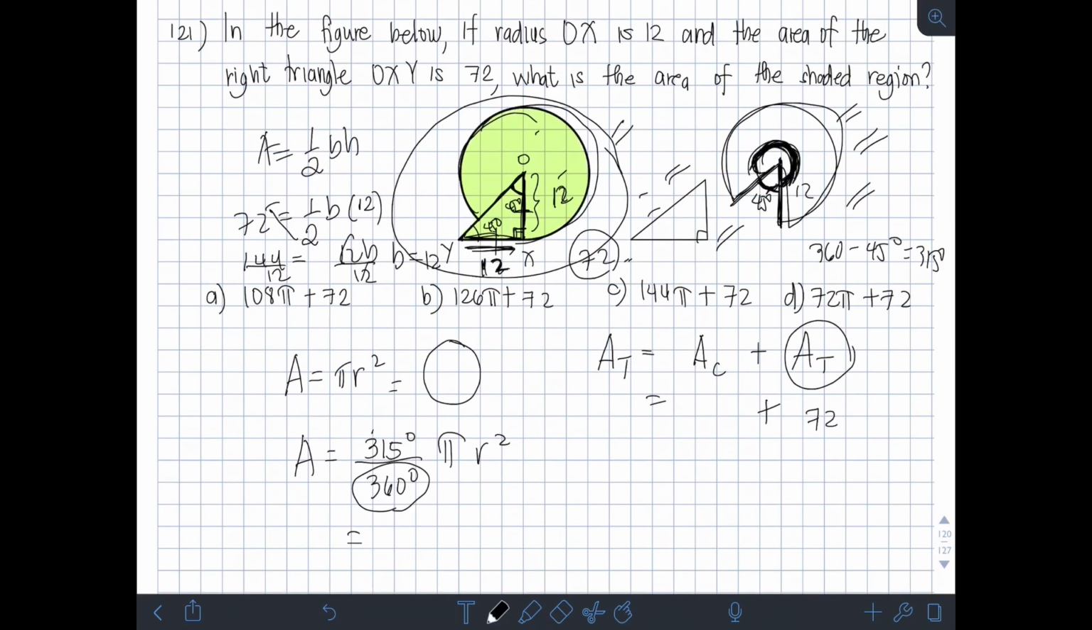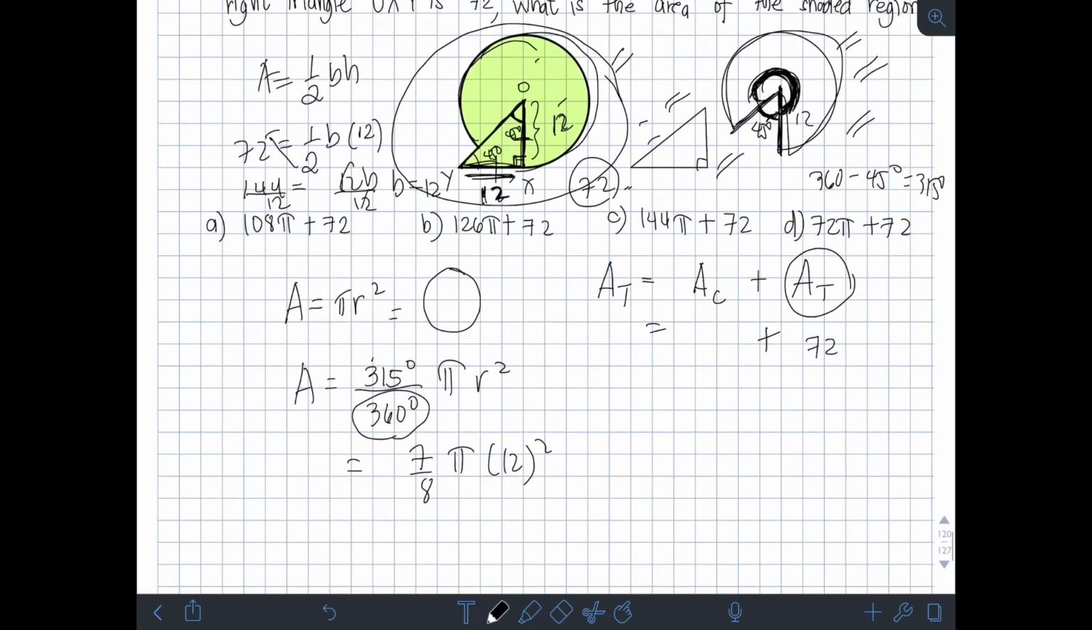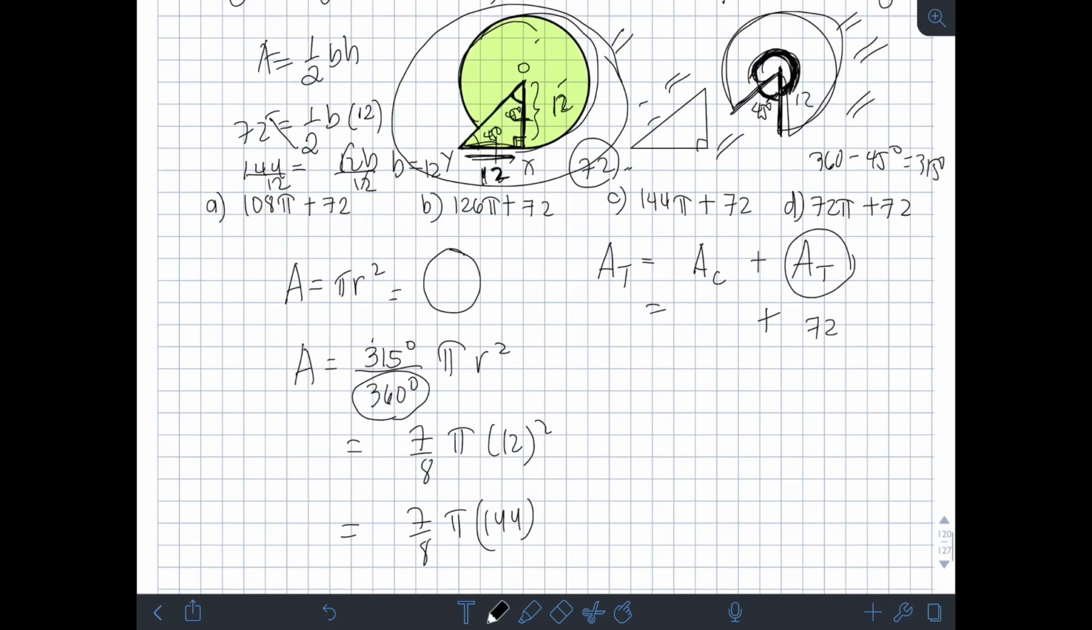So, ilan bali to? Ano yung 315 over 360? 7 over 8, right? Then, pi times r squared. So, r is 12. So, what is 12 squared? 144. So, we have 7 over 8 times 144. So, ano yung 144 times 7/8? So, 144 over 8 times 7. So, 144 over 8, madidivide natin to exactly as what? 18, right? Then, times 7, ilan yun?